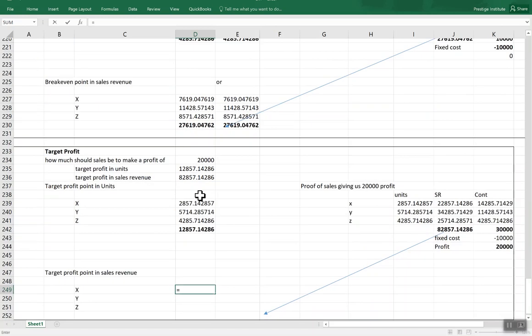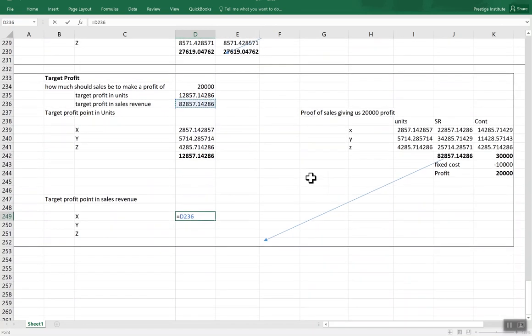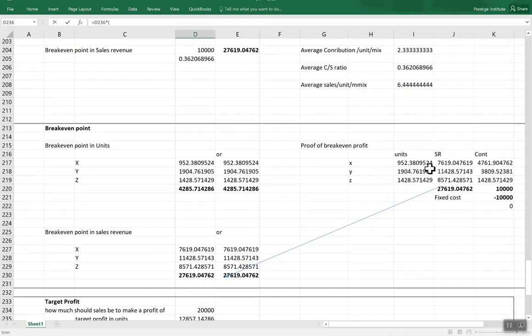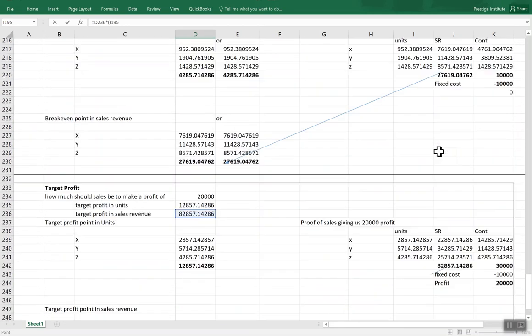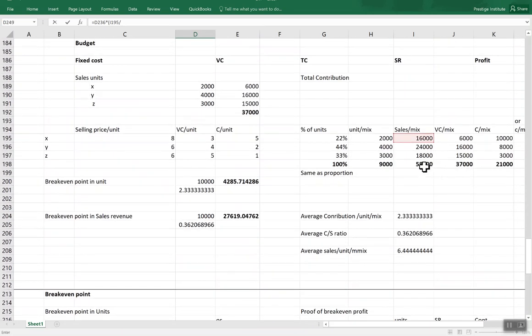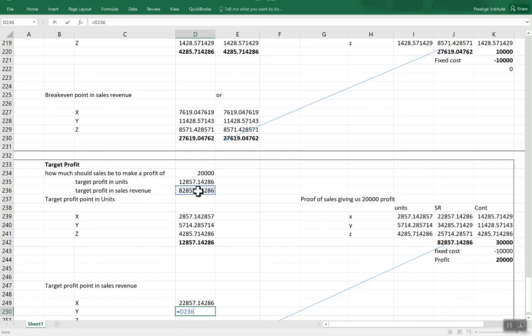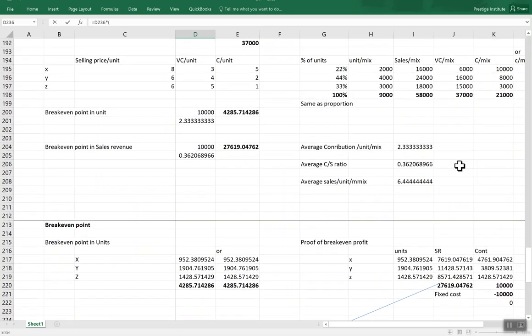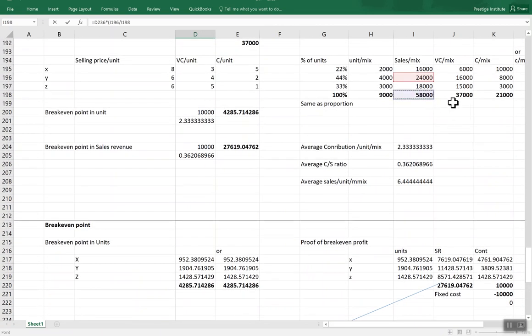Okay, sales revenue, if you want to find each product separately, take the total sales revenue. If you wanted to find directly, take total sales revenue of the product divided by sales revenue in a mix. So do this for all three products. Break-even sales revenue, or target sales revenue, and then sales revenue of Y divided by total sales revenue in a mix.